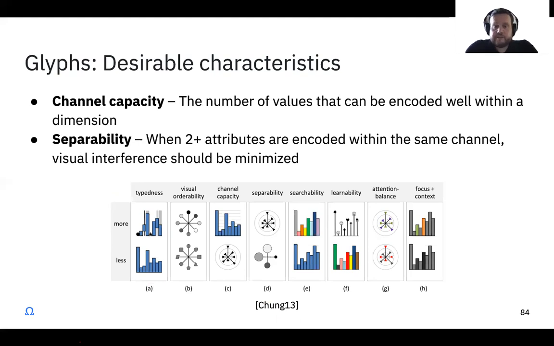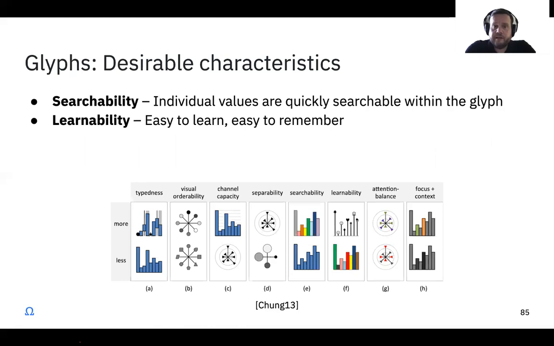Then it's separability. So when two or more attributes are encoded within the same channel, so you're kind of having a mini glyph within a bigger glyph, then you should minimize visual interference. Then it's searchability, so that you can quickly search for individual values. So if you're interested in a particular attribute, you can quickly search for it within your glyph. Then it's learnability. So if you look at the glyph, you kind of easily grasp how the glyph is constructed, and it should be easy to remember as well, so that you don't have to keep looking at the reference to see the definition again.